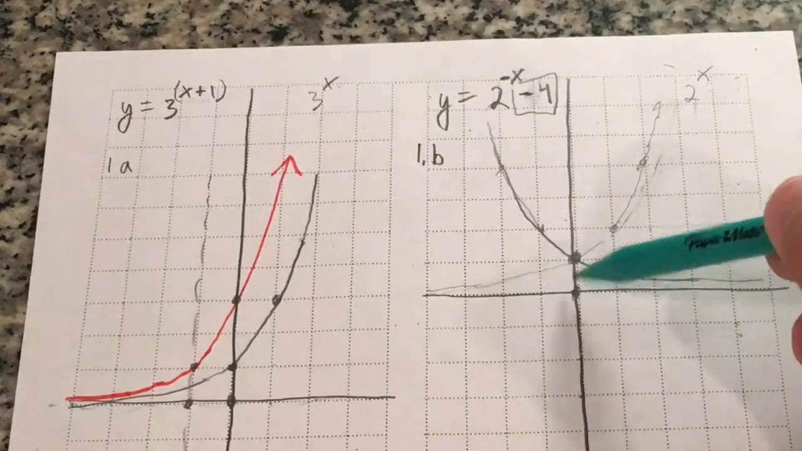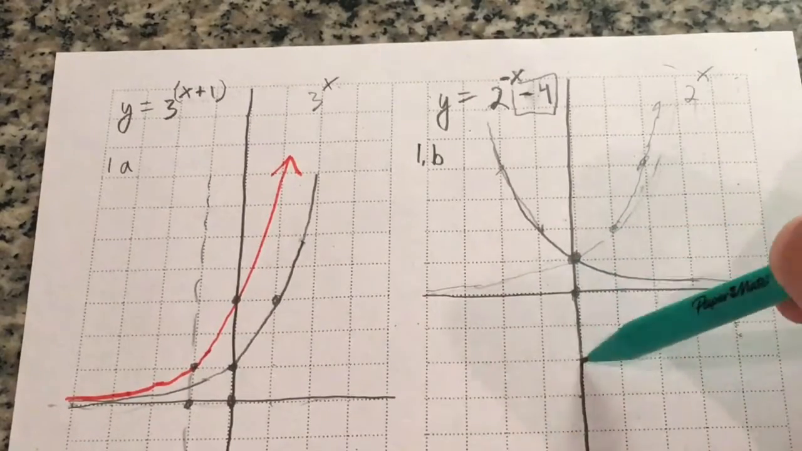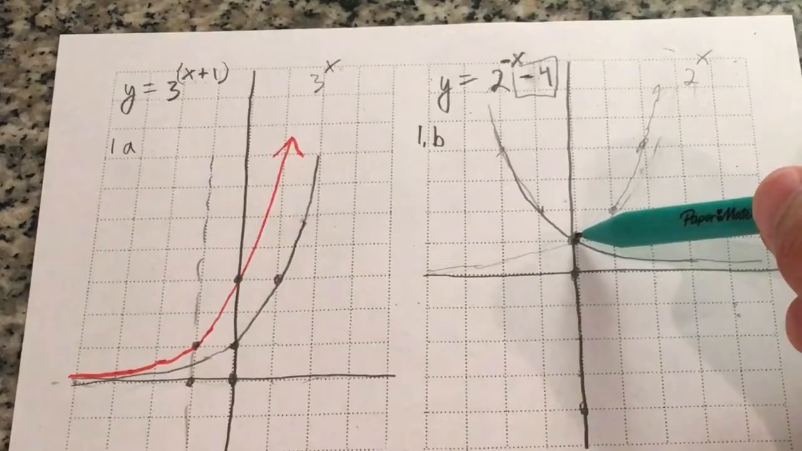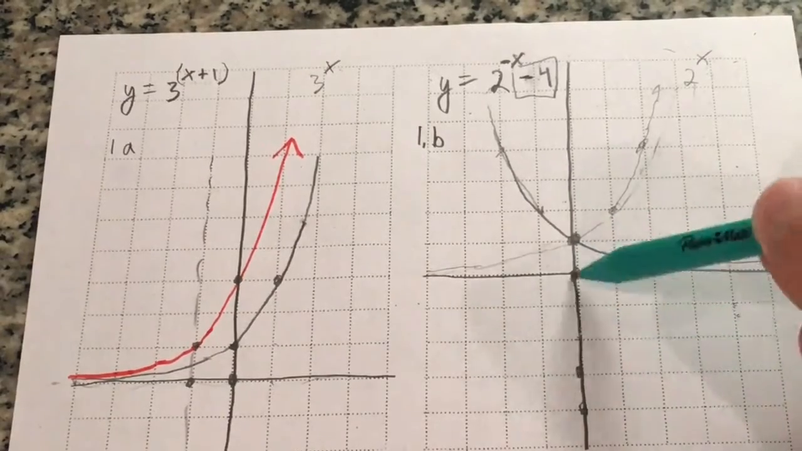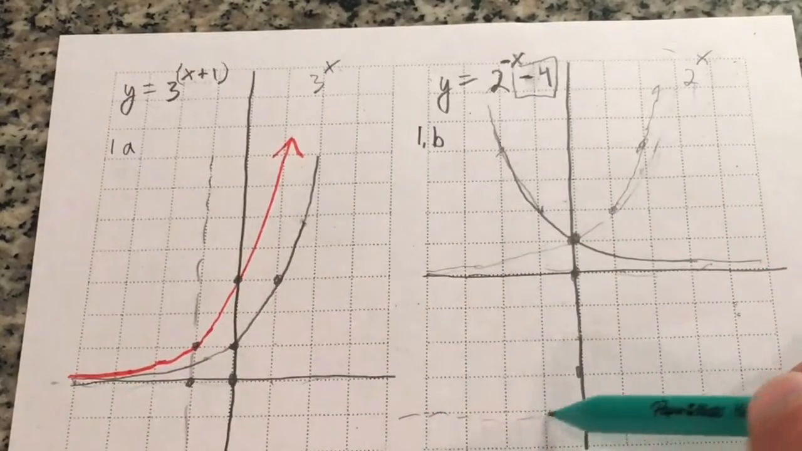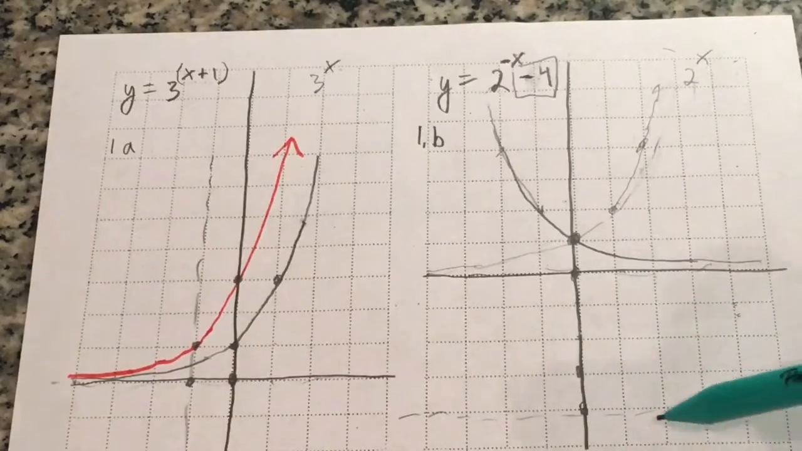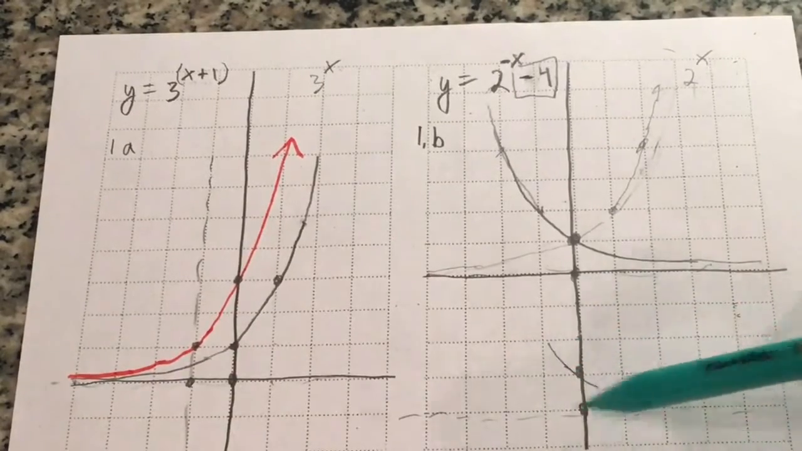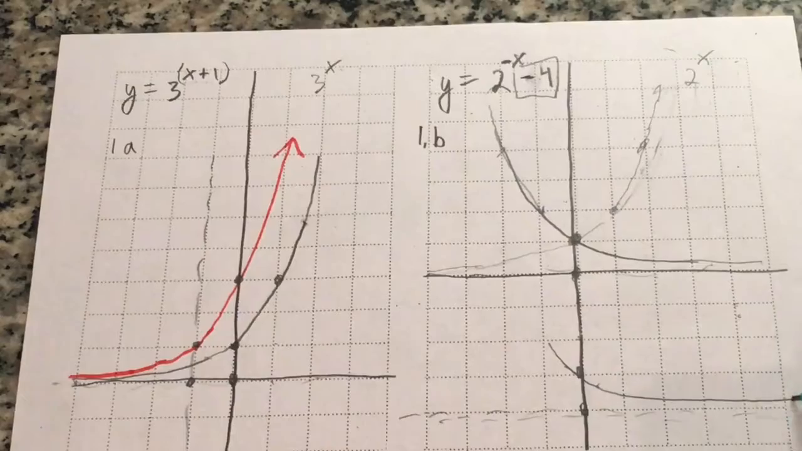So my origin would go down 1, 2, 3, 4. My go-through point would go down 1, 2, 3, 4. My axis would be at negative 1, 2, 3, 4. And it would decay. It would go through this point and it would have a new horizontal asymptote at y equals negative 4.